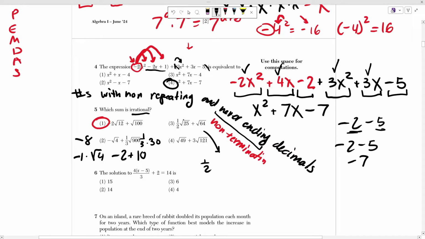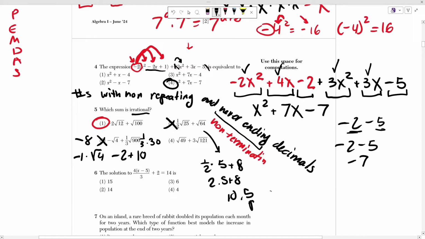Now, choice 3, right? 1/2 times radical 25. Radical 25 is 5. Plus radical 64, which is just 8. So that's 2.5 plus 8, or 10.5. Notice how the decimal here is terminating. It stops here. It doesn't go on forever. So choice 3 is also rational.